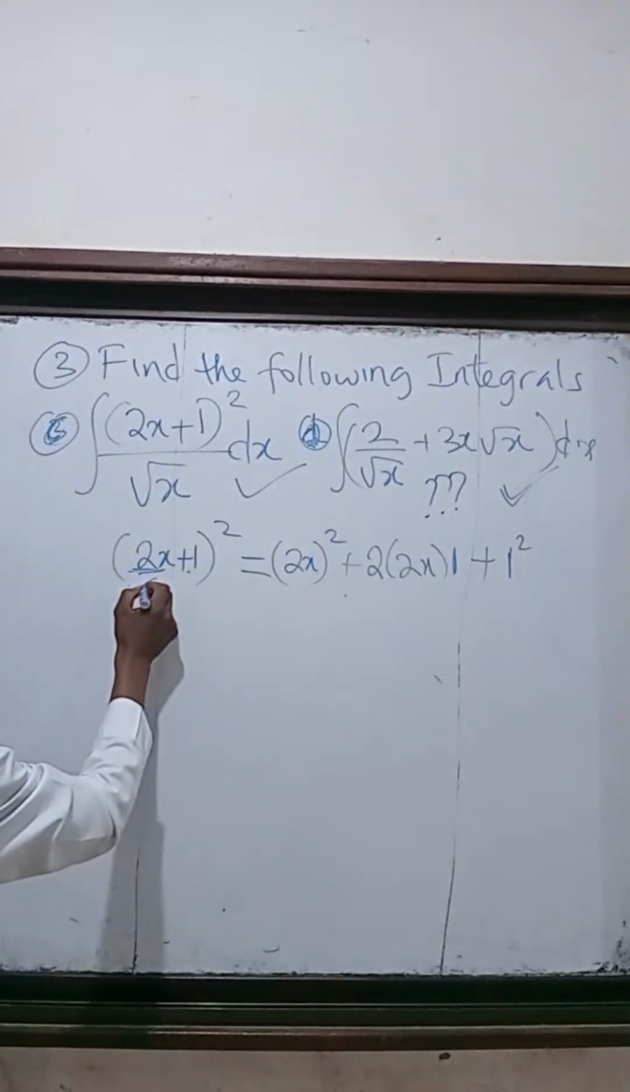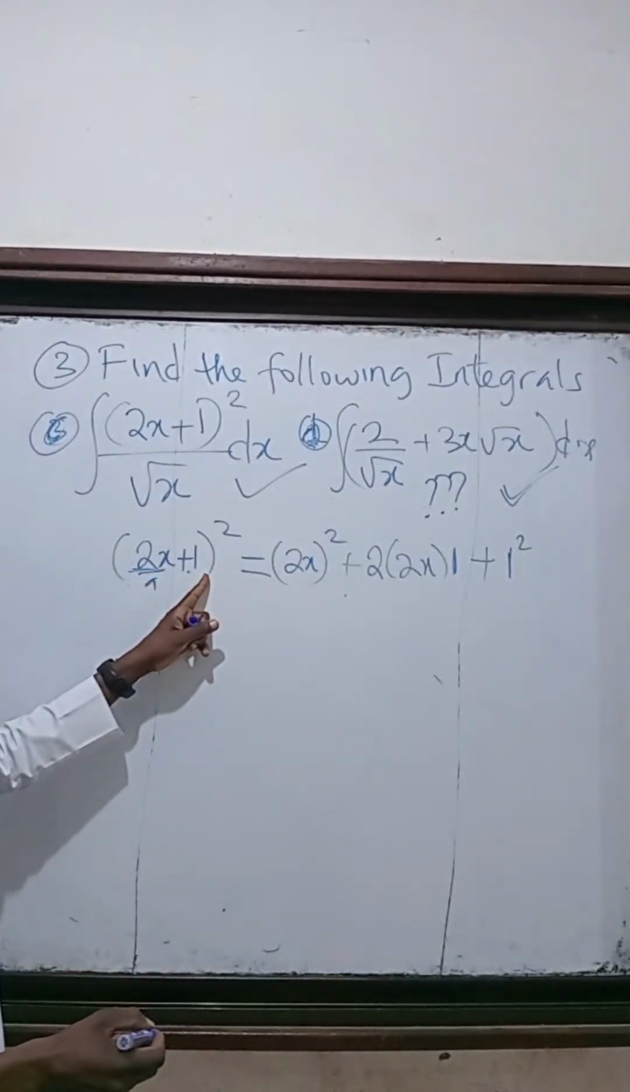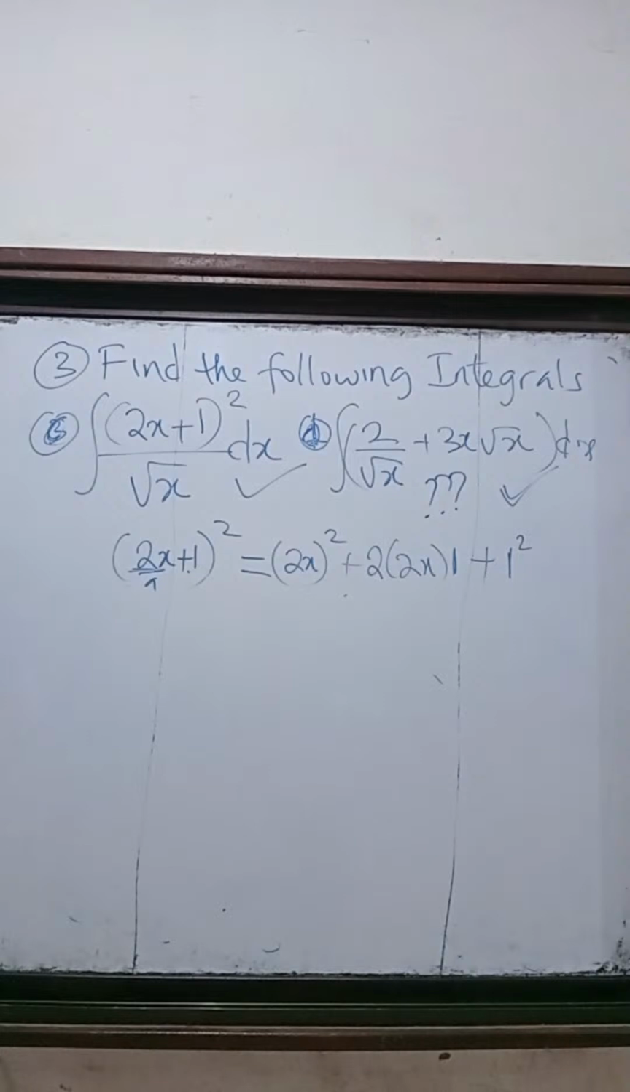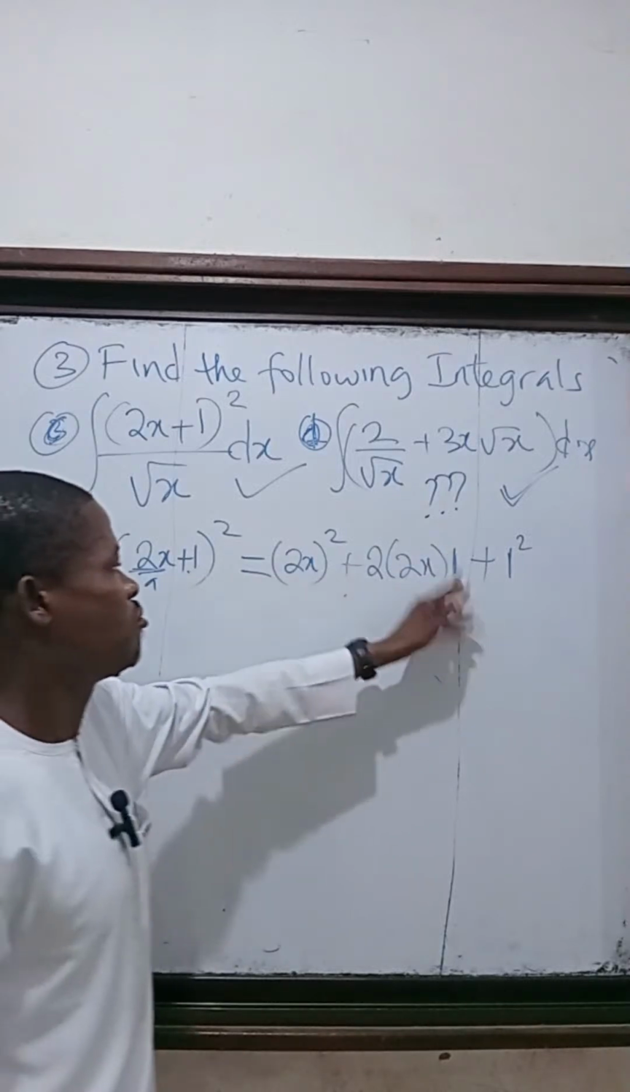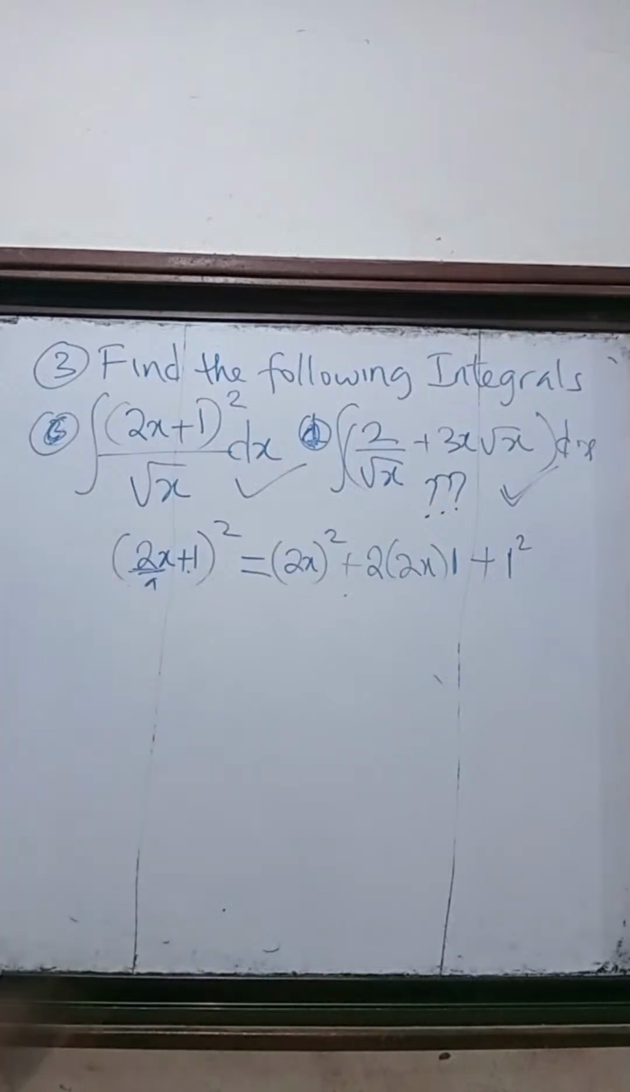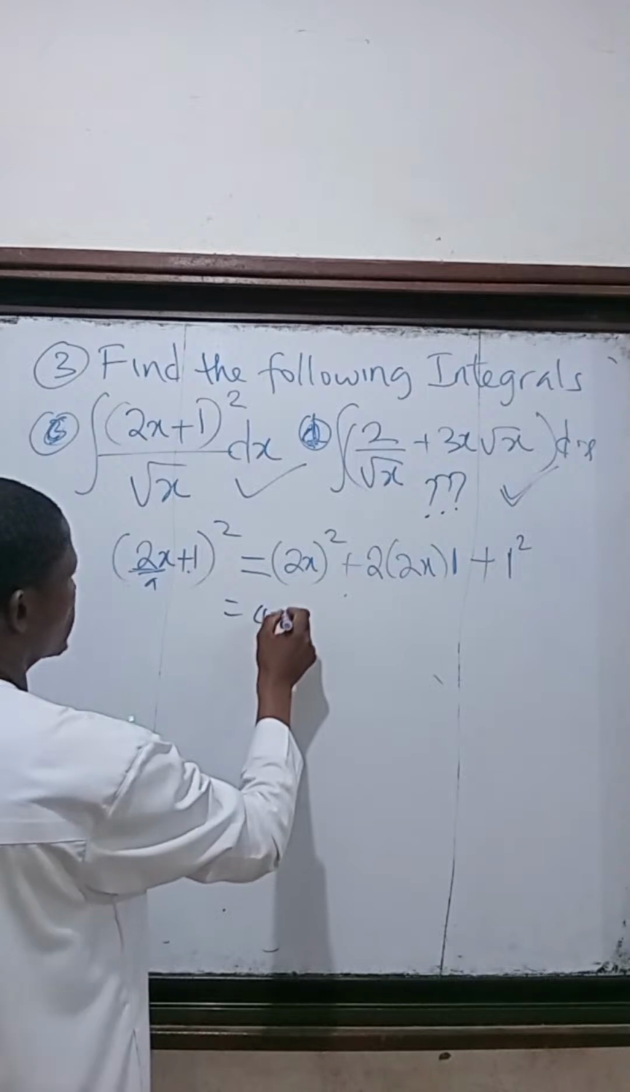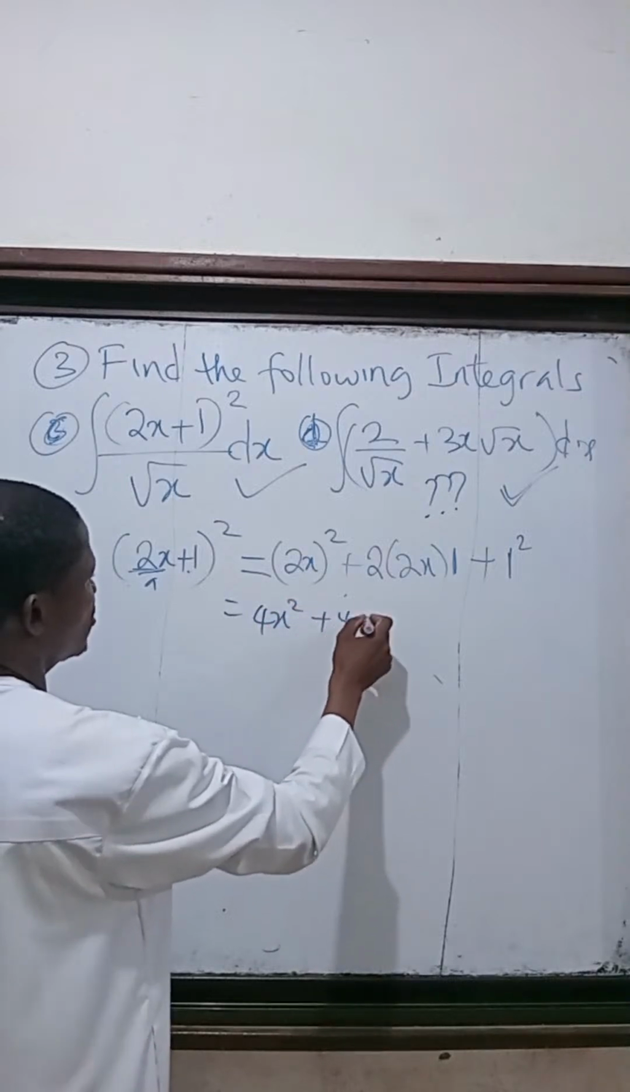This is your A. This is your B. You follow my previous expansion. Apply that. That's 2 times A, B. My A is 2x. My B is 1. So this will be equal to what? 4x squared plus 4x plus 1.